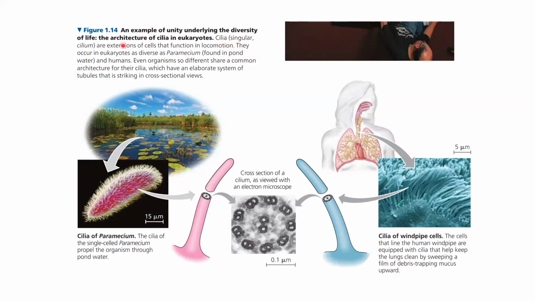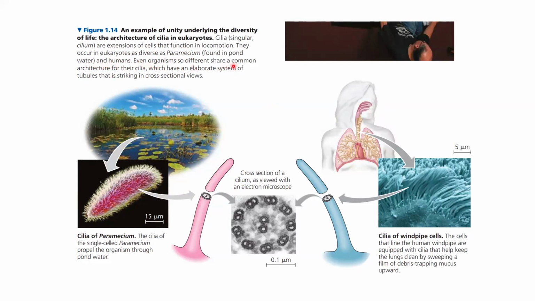Cilia are extensions of cells that function in locomotion. Certain single-celled organisms have cilia for movement. It's sort of their version of feet, but not quite the same as we have feet. This is essentially some single-celled organisms' way of getting around through the process of cilia. They occur in eukaryotes as diverse as paramecium, found in pond water, and humans.